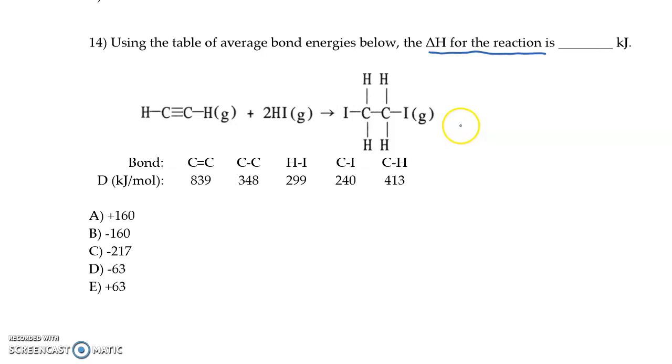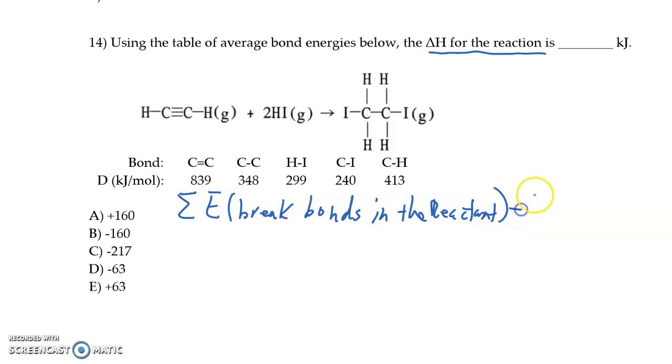But since we don't have that chart in front of us, what's in front of us is the energy to break the triple bond, the energy to break the CH single bond, and the energy to break the HI single bond, and the energy that is released when forming CH bond, CC bond, and CI bond. According to that formula, let's do that. That will be the sum of the energy to break bonds in the reactant minus the sum of energy released that forms bonds in the product.